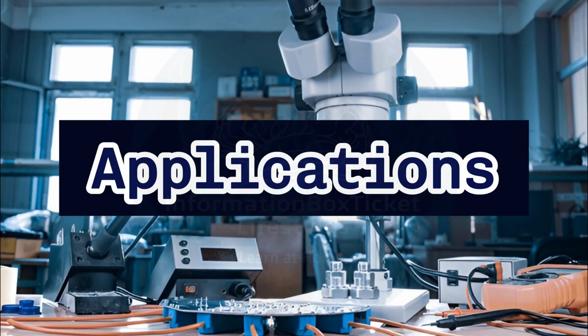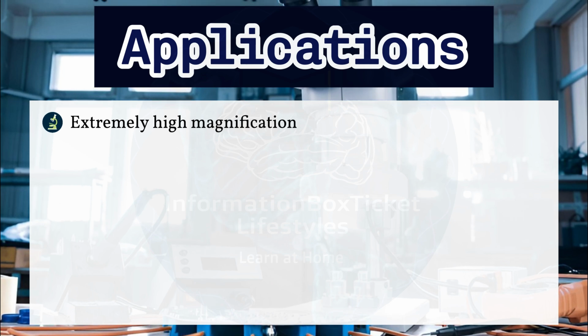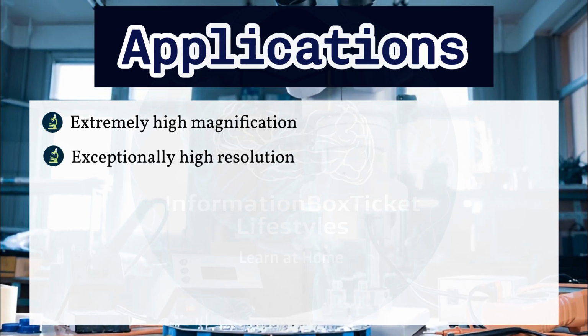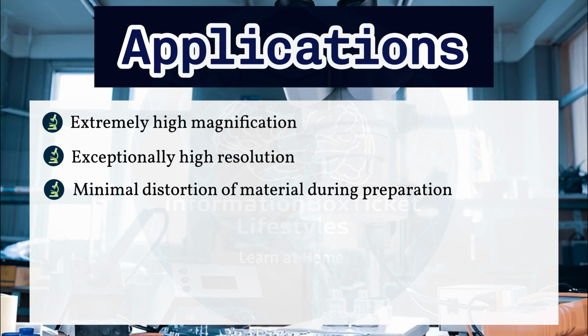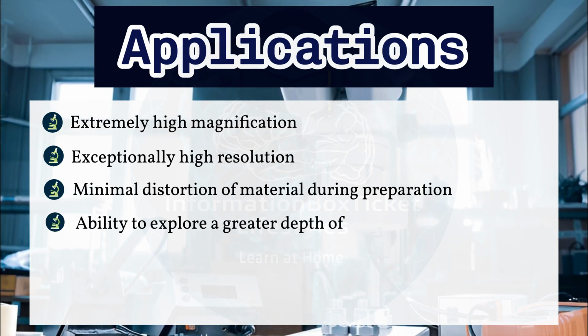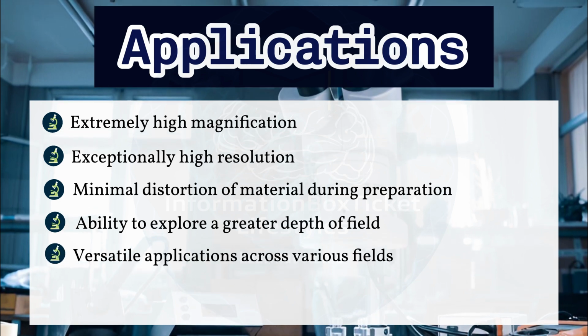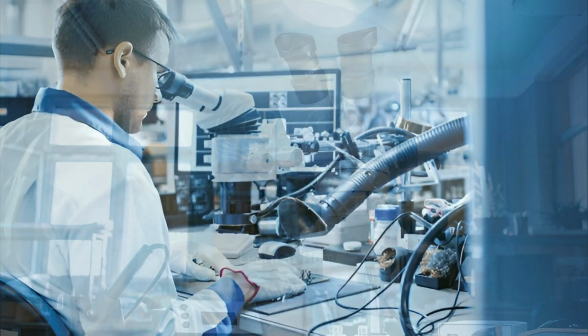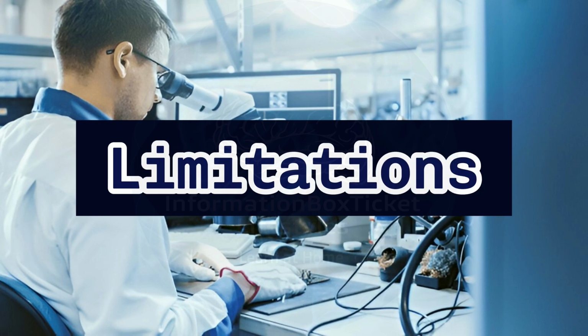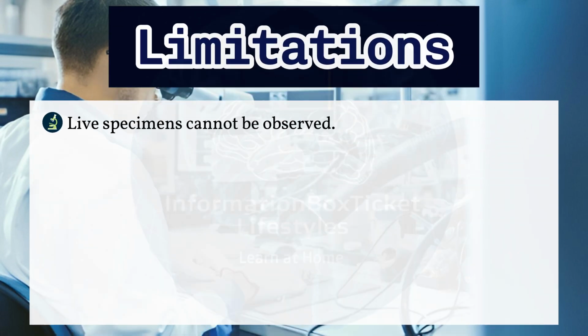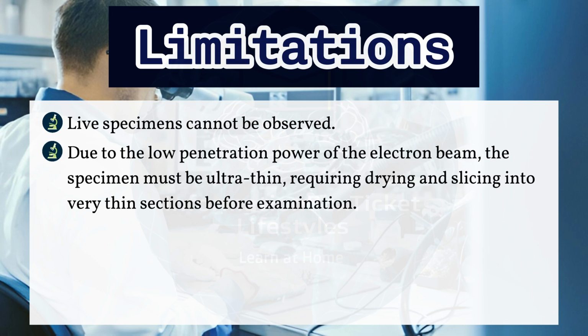Advantages of electron microscope: extremely high magnification, exceptionally high resolution, minimal distortion of material during preparation, ability to explore a greater depth of field, versatile applications across various fields. Limitations of electron microscope: live specimens cannot be observed. Due to the low penetration power of the electron beam, the specimen must be ultra-thin, requiring drying and slicing into very thin sections before examination.